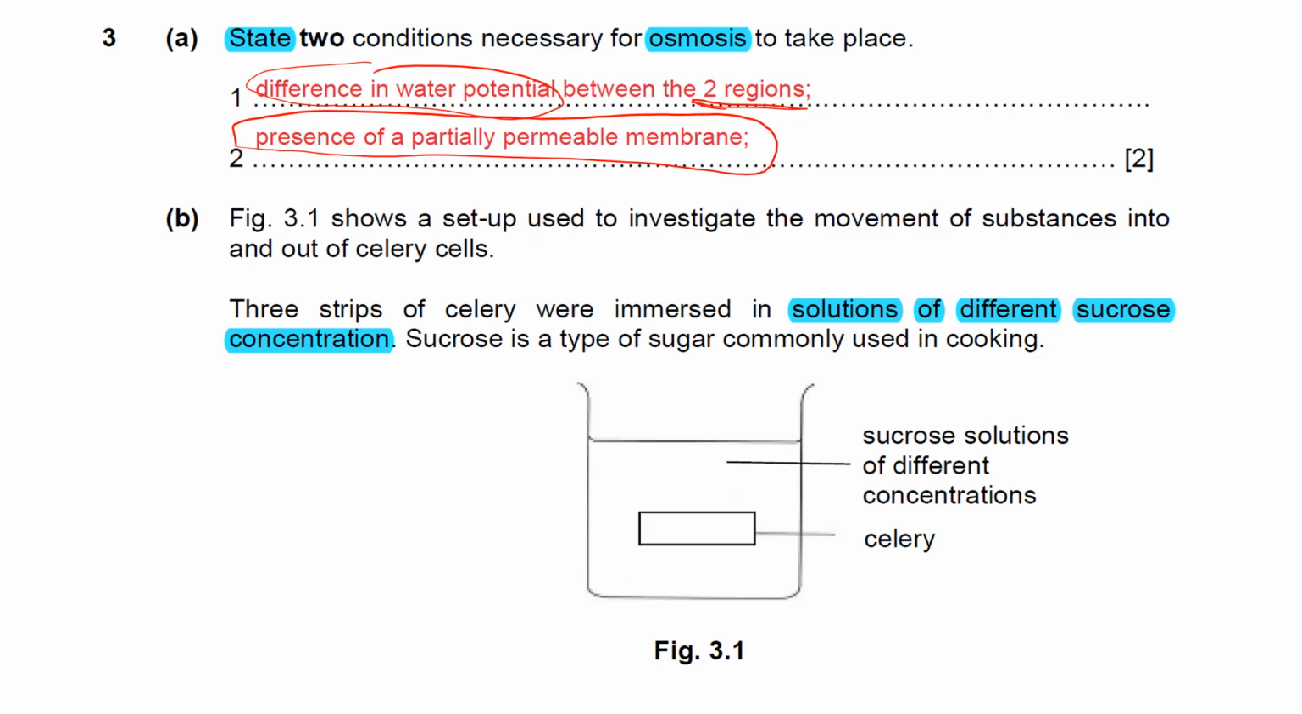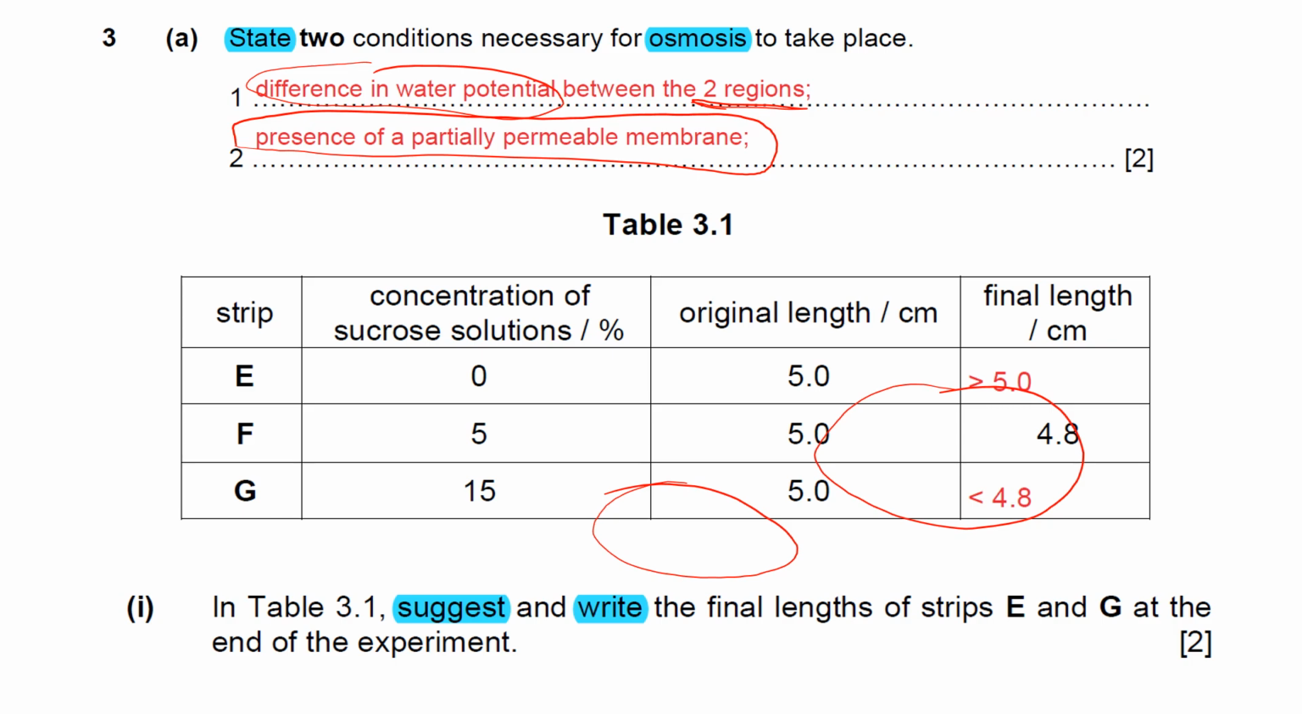3b talks about inserting celery cells into solutions of sucrose. Depending on the sucrose solution, they will either expand or contract, correct? And so this is an osmosis question. Part 1 asks you what is the final length for strip E and strip G. For strip E, you can see that it's 0%, which means the water potential is very high.